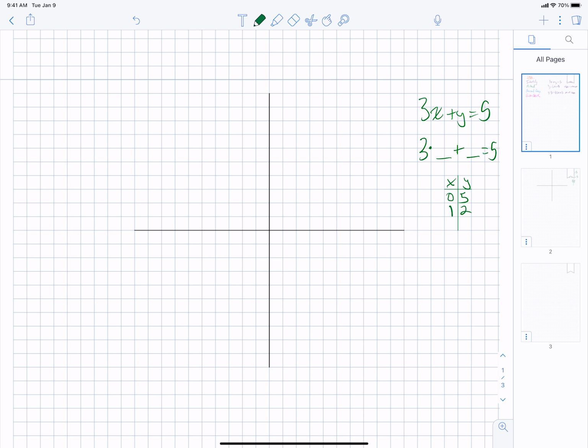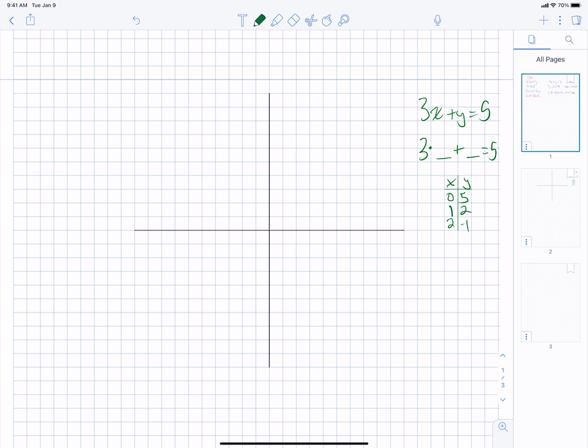And then typically we like a third one. You don't need a third one, but it's good to have something that can confirm it. So I'm going to say 2 and negative 1. 3 times 2 is 6. 6 plus a negative 1 is 5. So 2 and negative 1. Put that down in our chart over here. And then all we're going to do is put those 3 different ordered pairs on a graph.